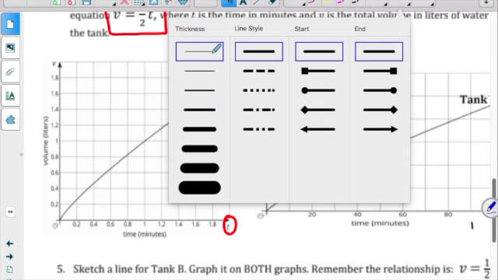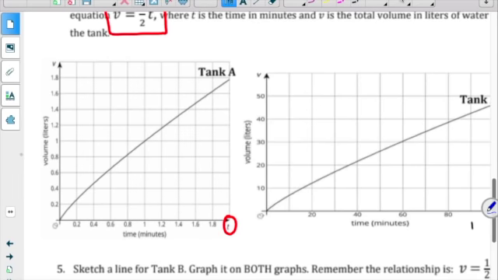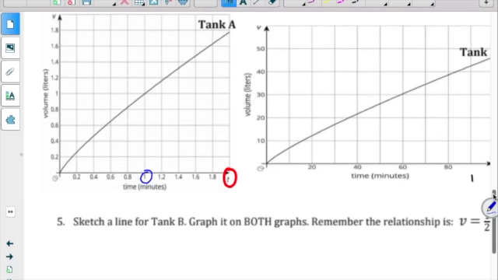So for the first graph, I'm going to pick a value for T that's right in the middle. So I'm going to pick 1. So I'm going to let T equal 1. Okay, so my equation is V, or volume, is equal to 1/2 T. And I'm going to make T equal 1.